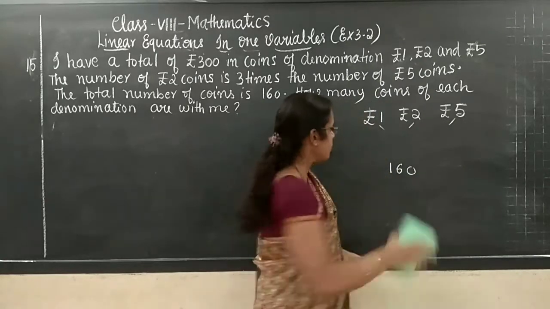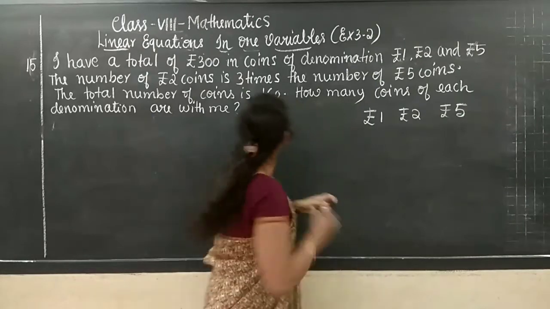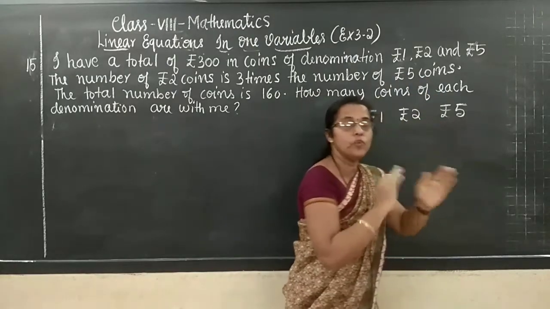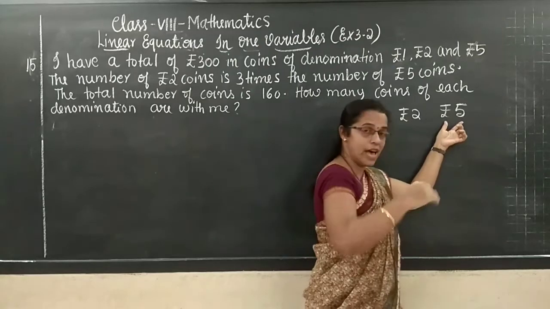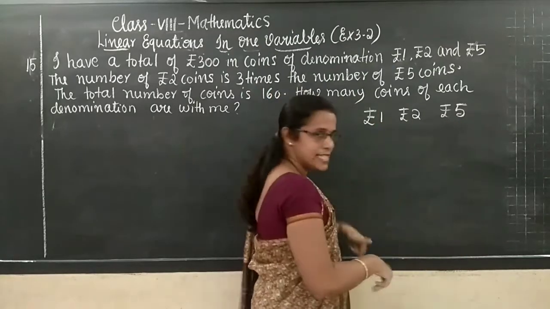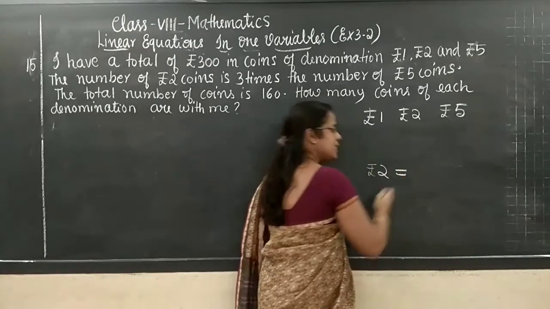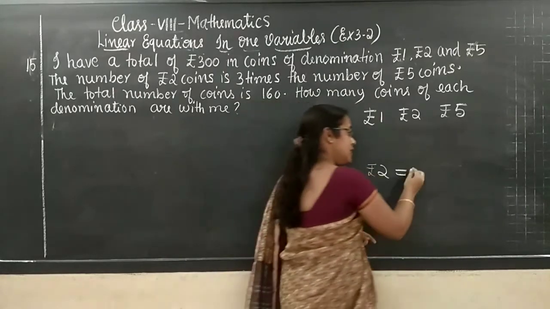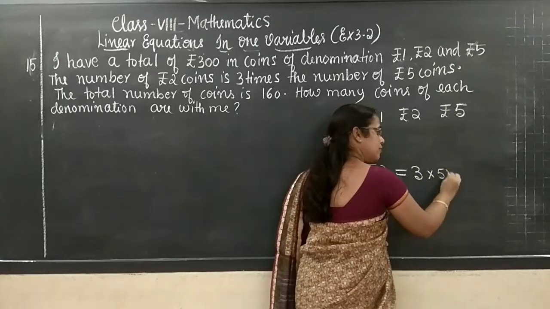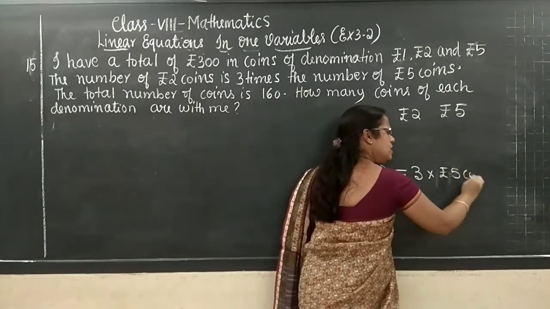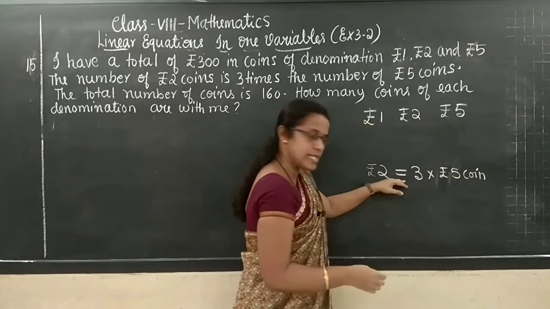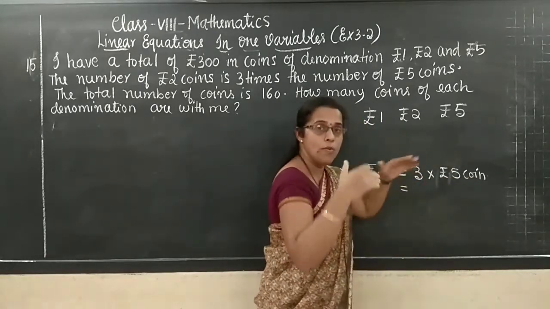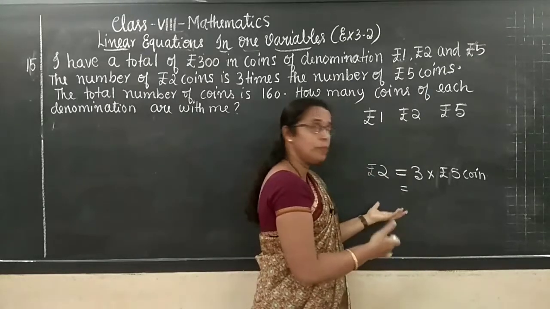Which one do you have to understand? See here, the 2 rupee coins are 3 times the number of 5 rupee coins. That means 2 and 5 are in one relation. The 2 rupee coin is 3 times whom? The 5 rupee coin. See, what is the meaning of this? I don't know how many 5 rupee coins I am having. Even 2 rupee coins, I don't know.